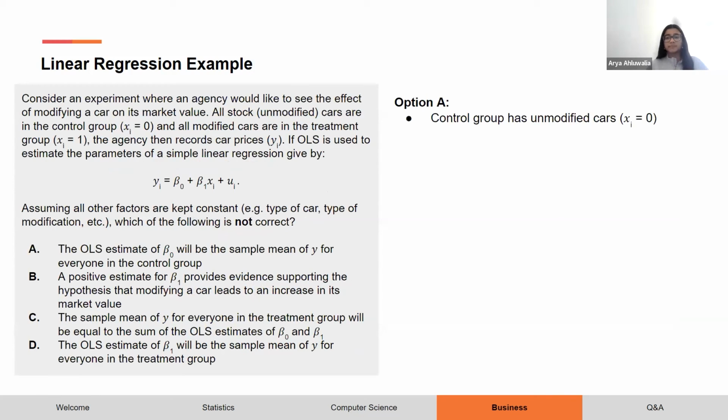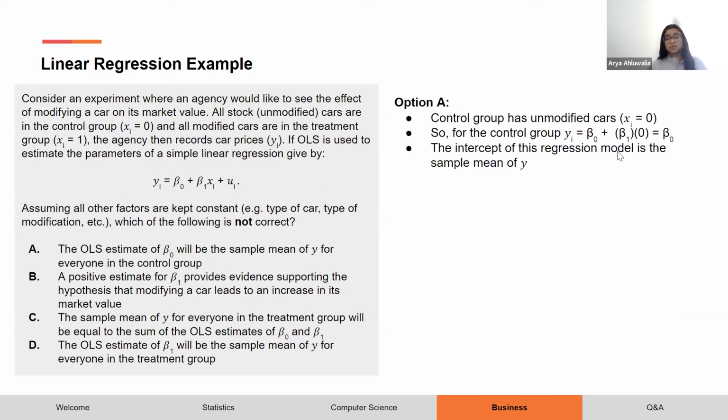So for option A, we have a control group with unmodified cars, and we're trying to figure out the sample mean, right? If we substitute Xi equals 0 into this given linear equation here, and we're ignoring u because that's the vector of other relevant variables, but we don't need to worry about it. So we substitute 0 into this equation, that ends up getting rid of the beta 1 variable, and we're just left with beta 0. So the intercept of this regression model is the sample mean of y, because remember the intercept was beta 0. So option A is true.